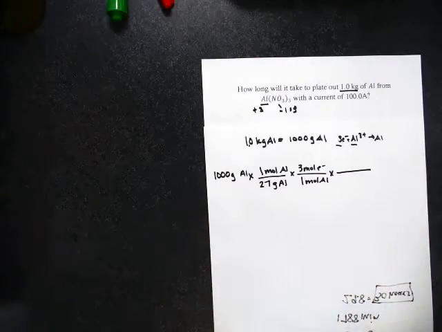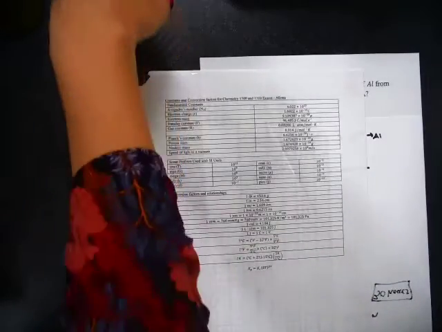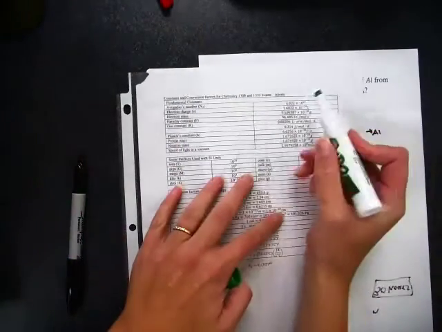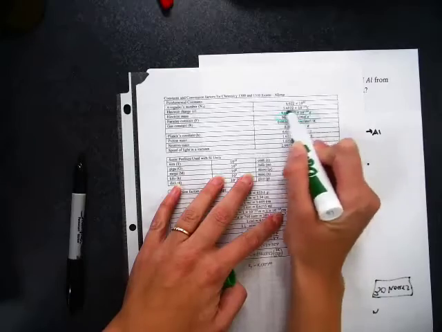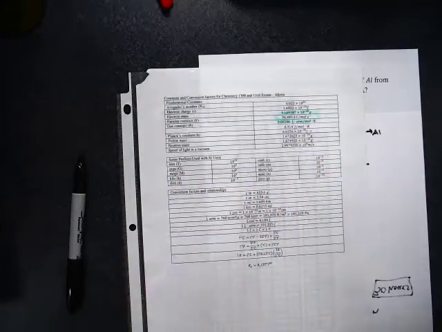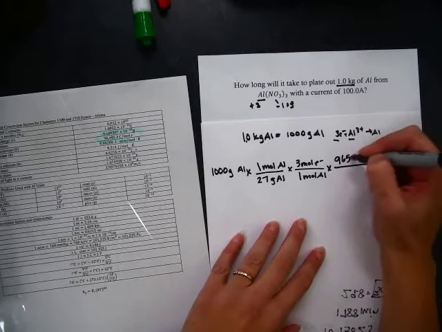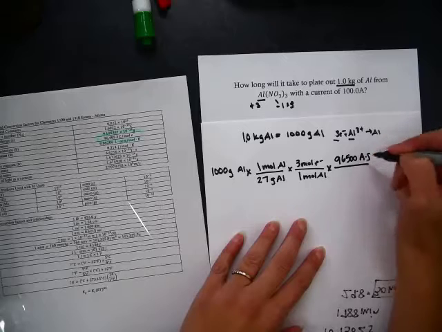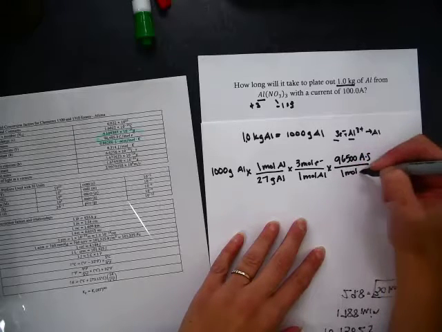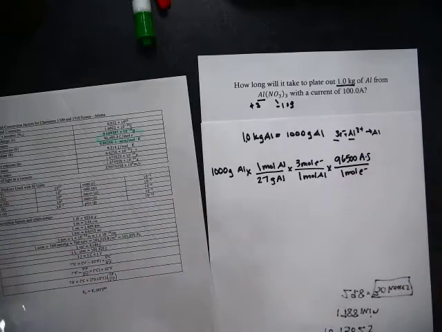And then this is an old version of the equation sheet, but I'm using it to get Faraday's constant. So I'm finding that on there, and it's 96,500. There's lots of different ways you can write the units, but the way that is going to help me here is it's 96,500 amps times seconds per 1 mole of electrons. And I want the 1 mole of electrons to be on the bottom.